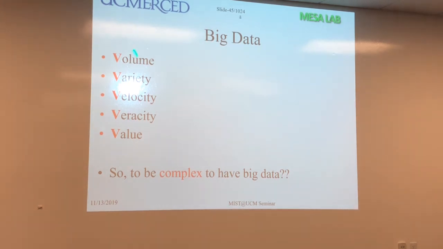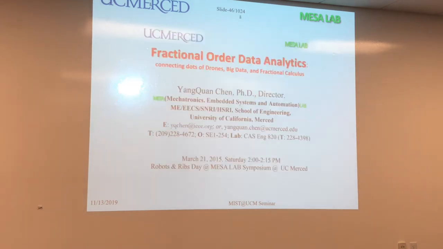There's the triple 5V, and I saw another version, 10V, characterization of that. There is one V, called variability, variety variability. And as early as 2015, I was trying to connect the dots of drones, big data, and fractional calculus. As early as 2015, but to me it's like yesterday.